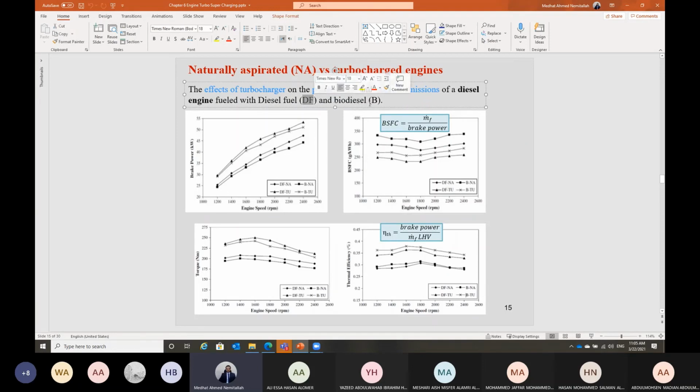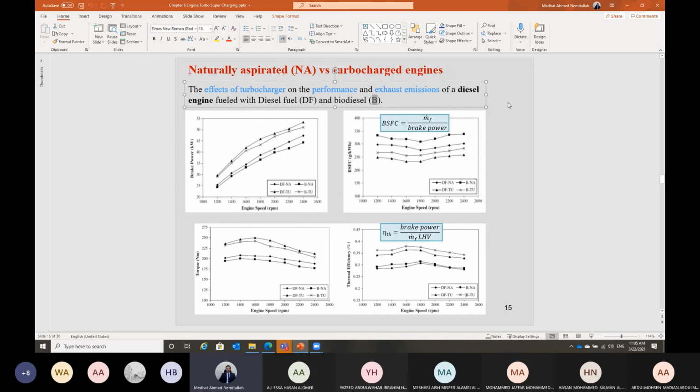Fueled by diesel fuel and biodiesel fuel. Biodiesel, guys, we said this is a kind of biodegradable source of fuel that we can get from used oil or biodegradable oil. As we said in the first chapter or the second chapter, the characteristics of the biofuel are very close to the diesel fuel.